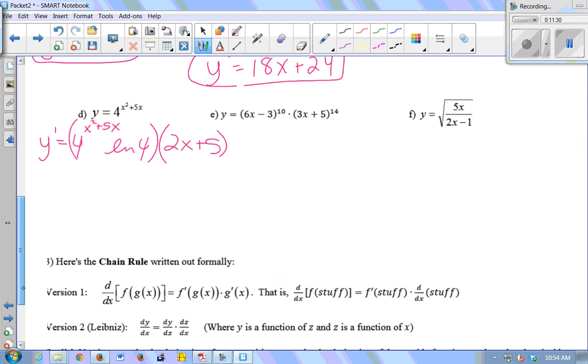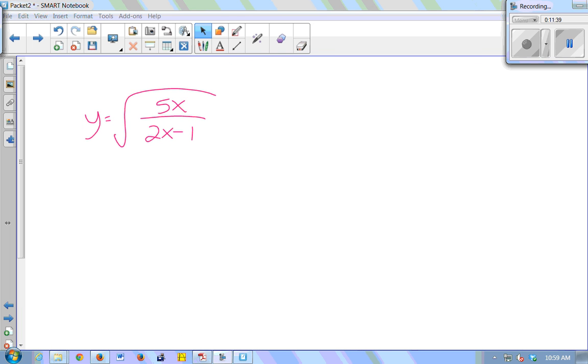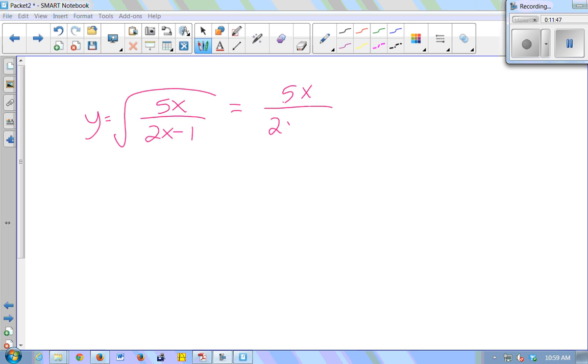All right, I want you guys to do f. Take the derivative of that square root of the quotient. Okay, so I saw lots of people rewrite this square root as a power of 1/2. So we have 5x over 2x minus 1, to the 1/2. And then you have some stuff to the 1/2.